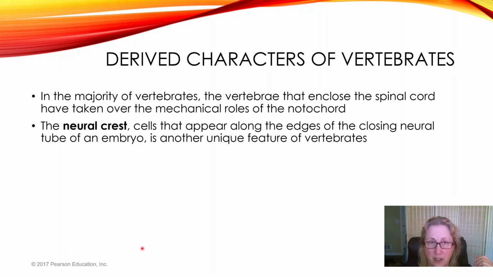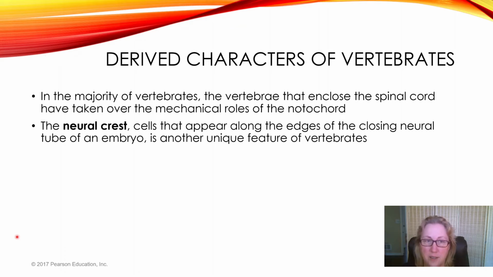So another derived characteristic of the vertebrates is neural crest cells. The vertebrates are not those two groups. So the cephalochordates and the urochordates are basal chordates. They are not vertebrates. The rest of the chordates, which is almost all the chordates, are vertebrates. And one of the characteristics that vertebrates have is special cells called neural crest cells.